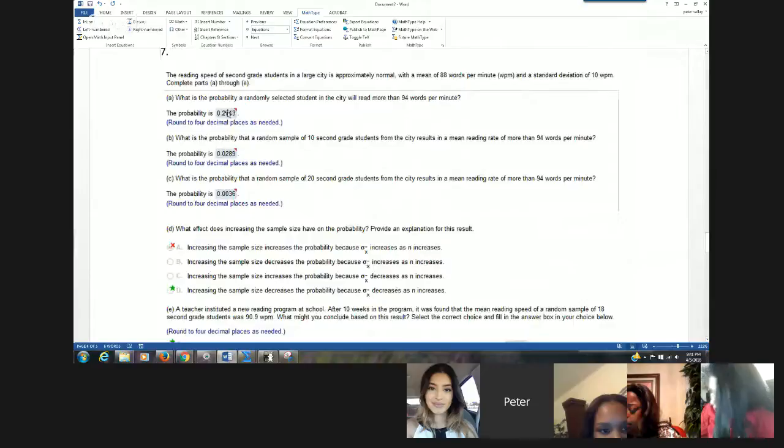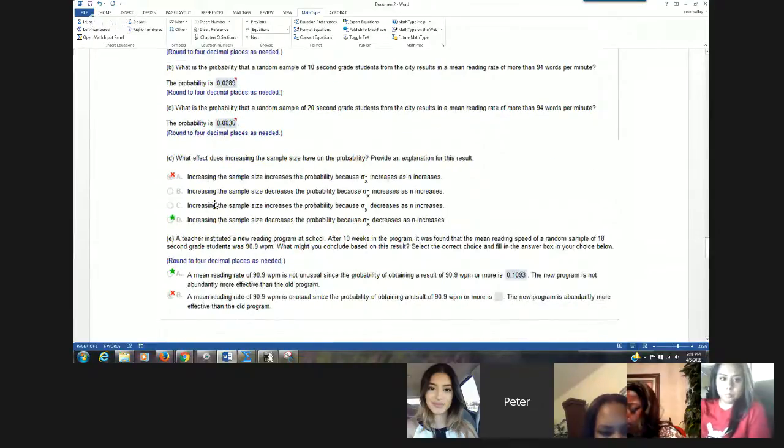Well, notice as we got a larger and larger sample, our probability got smaller and smaller. So what we're picking is, increasing the sample size decreases the probability because standard deviation decreases as n increases. So you're looking for some sentence like that: if I increase sample size, then the probability using samples should get smaller.